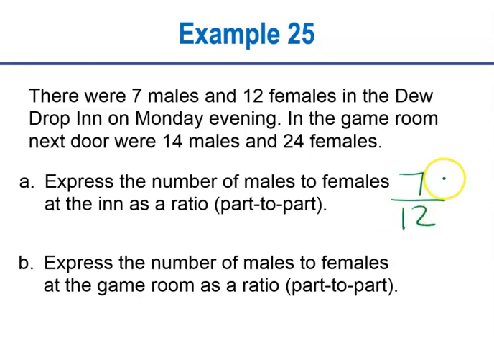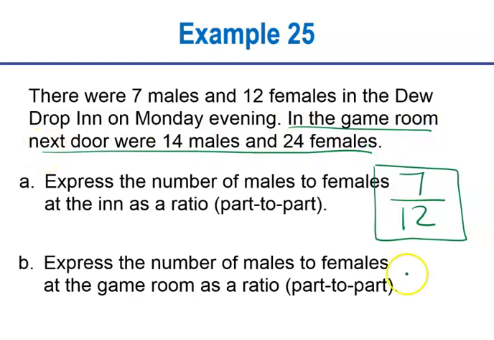Now, you can reduce that fraction if possible. Whenever you set up a ratio in fraction form or rational number, it is appropriate to reduce it to lowest terms, or completely simplified. Second question, express the number of males to females at the game room as a ratio. So at the game room, we have 14 males to 24 females.